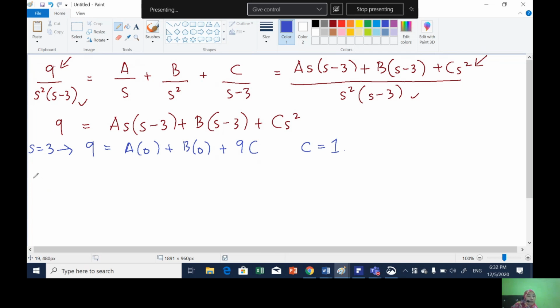Okay, so the next substitution, let's use x equals 0. We have the left hand side as 9, equal to, so this part will be 0 because A times 0. So here when s is 0, we have 0 minus 3, then here we have negative 3B. This will be C times 0, so it will be 0. So we can solve for B, that is equal to negative 3.